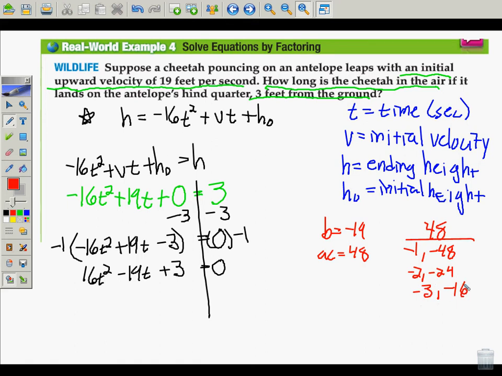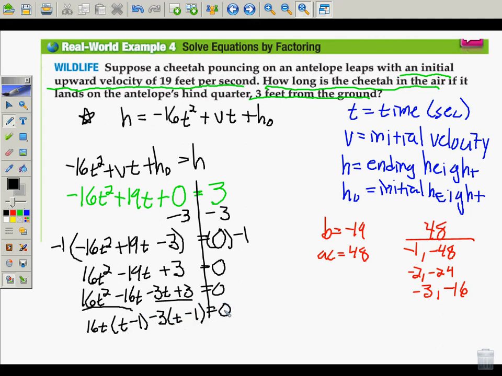I've got 16t squared, and I'm going to write minus 16t minus 3t plus 3 equals 0. And then when I factor out each, the first part and the second part, I would get 16t times the quantity of t minus 1 minus 3 times the quantity of t minus 1 equals 0. And then I can rewrite this, since I've got the same thing in my parentheses, as 16t minus 3 times the quantity of t minus 1 equals 0.